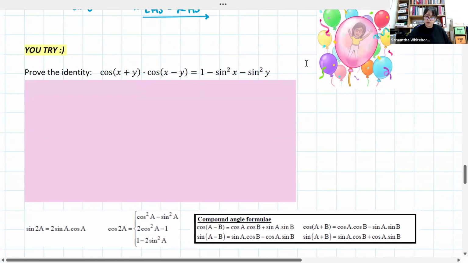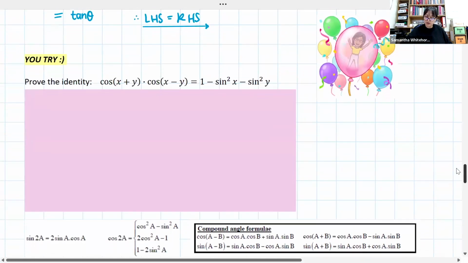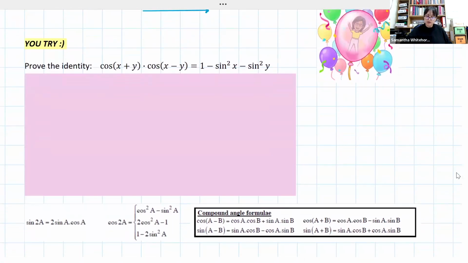Right, so give this one a try for me. Your formulae are down at the bottom there, so if you need it, have a look. Now, as you can see, there's no double angles, but there are compound angles on the left-hand side. So take a look, be mindful, give it a try.